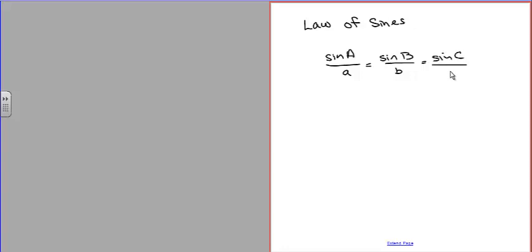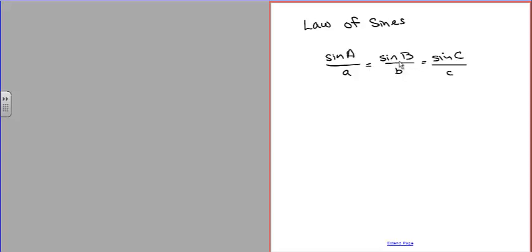So we have the law of sines. And that says that the sine of angle A divided by the length of side A is equal to the sine of angle B divided by the length of side B, equal to the sine of angle C divided by the length of side C. So you can see you need at least, well, if you have a matching angle and side plus either a second side length or angle, you can solve for it.